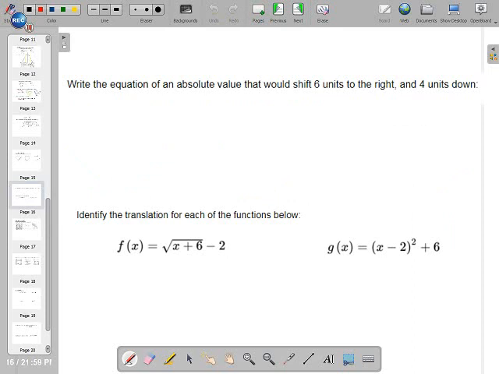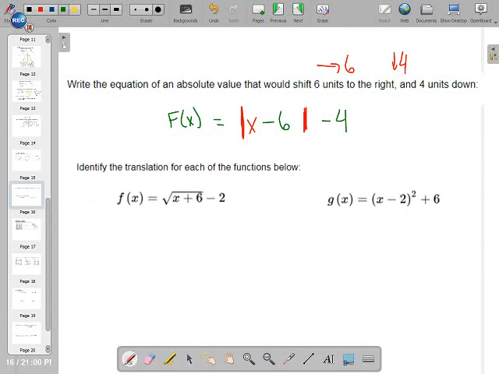So how would I move an absolute value to the right 6 and down 4? Well, let's start with an absolute value. To move an absolute value right 6, we're going to go minus 6 on the inside. It's kind of backwards. When you see a minus sign, it goes to the right. And to move it down 4 on the outside, we're going to subtract 4. So if this is f of x equals the absolute value of x minus 6, that would move it right 6, and then minus 4 moves it down 4.